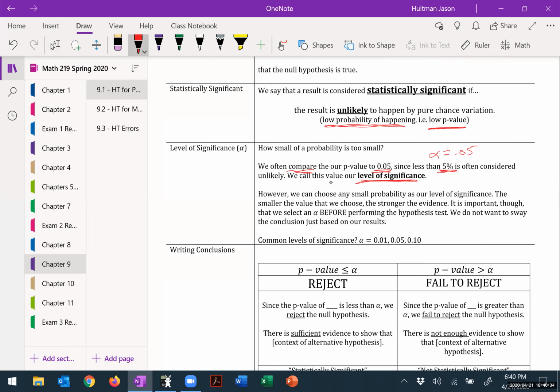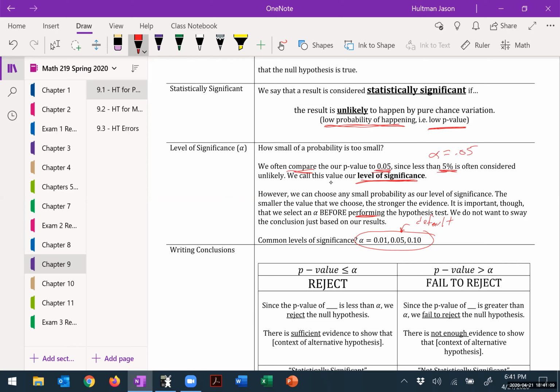The smaller the value we choose, the stronger the evidence. It is important, though, that we select an alpha before performing the hypothesis test. We do not want to sway the conclusion based on our results. Common levels of significance are 1%, 5%, and 10%. If it doesn't tell you what to use in a question, this is our default.